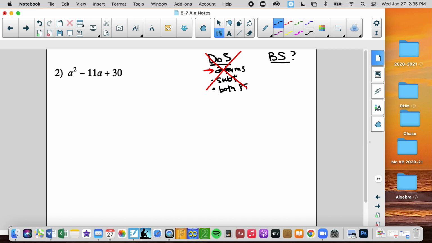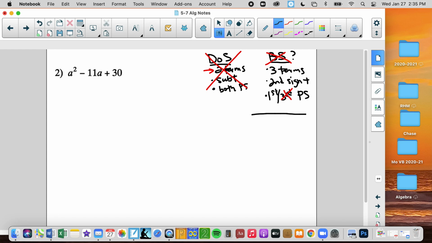The next special case that we learned was binomial square. Is it a binomial square? Does it have three terms? Yes, it does have three terms. Is the second sign positive? Yes, it is. Are the first and third perfect squares? No, 30 is not a perfect square. A squared is, but 30 is not. So my answer is not a binomial square.